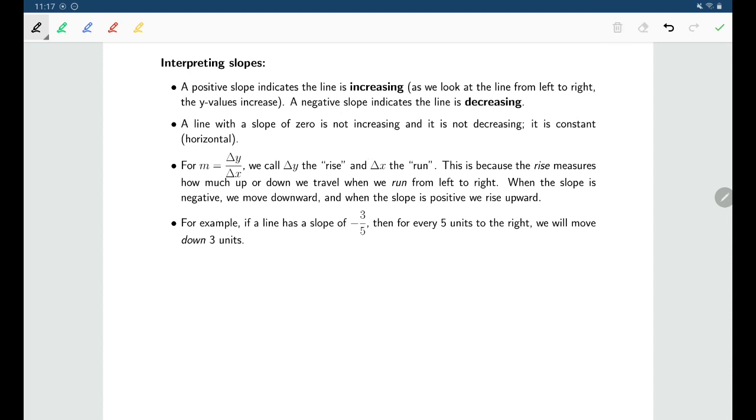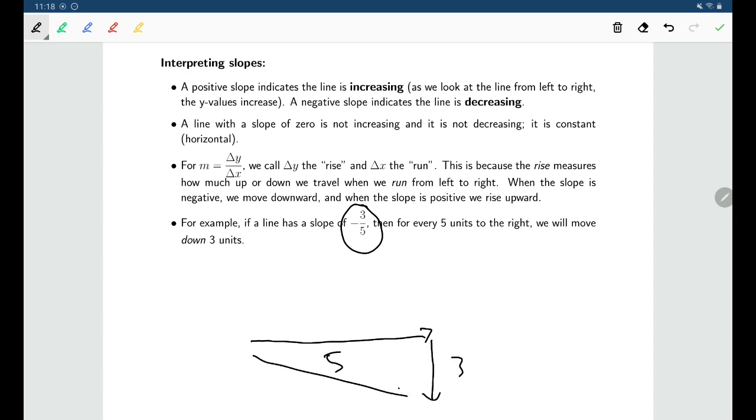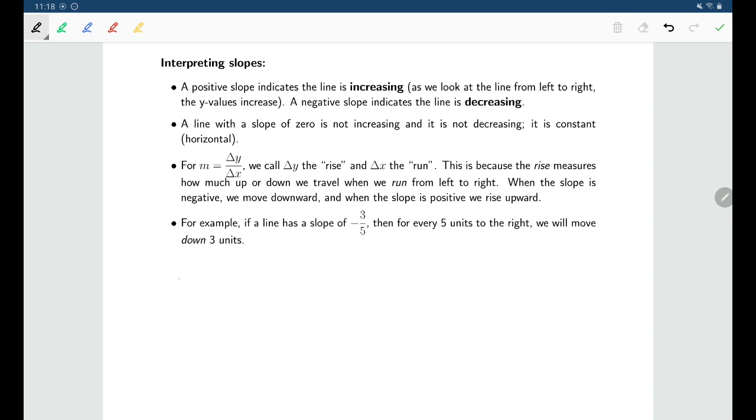So if we're measuring the slope and we find a slope of a line as being negative 3/5, this is telling us that for every 5 units that I go to the right, that the negative part is telling me that I would then be going down 3 units. This would be a line that's trending downwards. This is a line that's a decreasing line. On the other hand, if you had a slope of 5/6 positive, that would mean that for every 6 units you go to the right, you would be going 5 units up. This would be trending up and to the right.